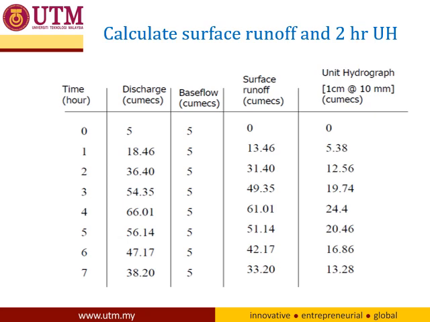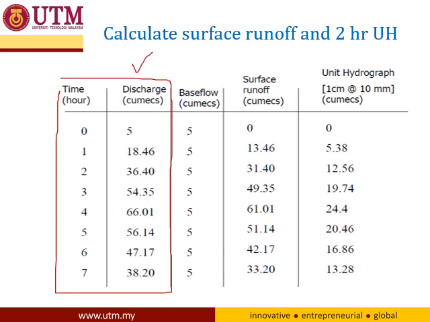Okay, so just to show you the whole process again. This is given to you, so you know the discharge. Then you find out what the base flow is. In this case the base flow is 5 cubic meter per second. So you want just the surface runoff in unit cubic meter per second, so you subtract the base flow from the discharge. So you get the surface runoff in cubic meter per second.